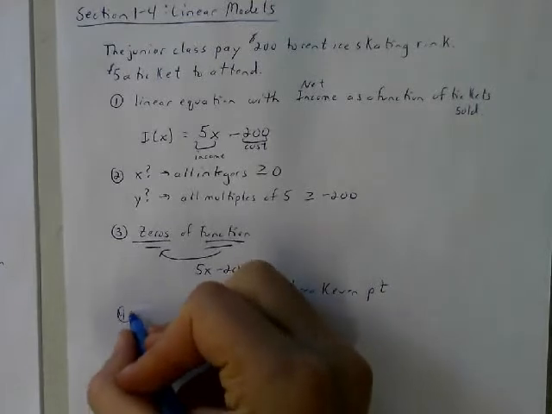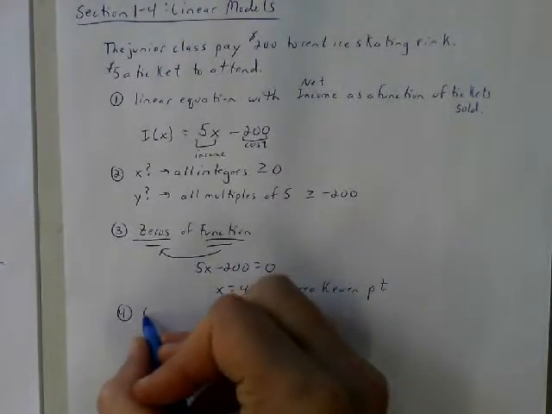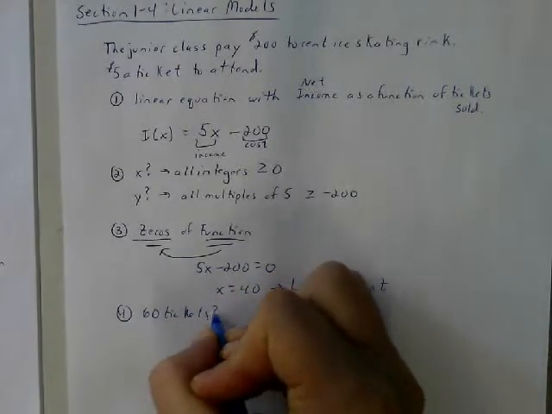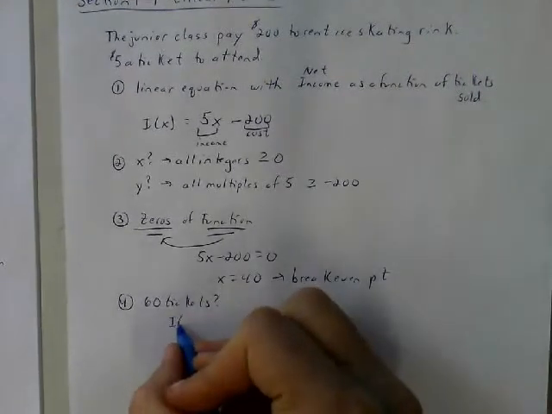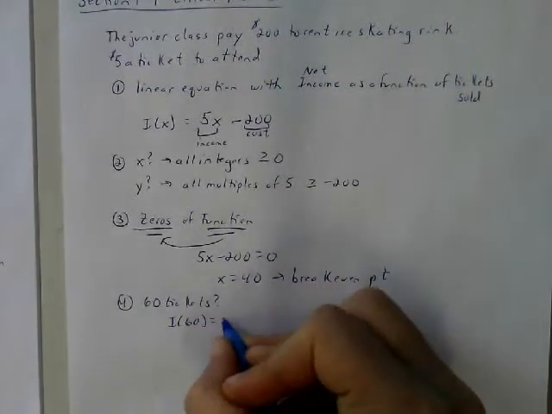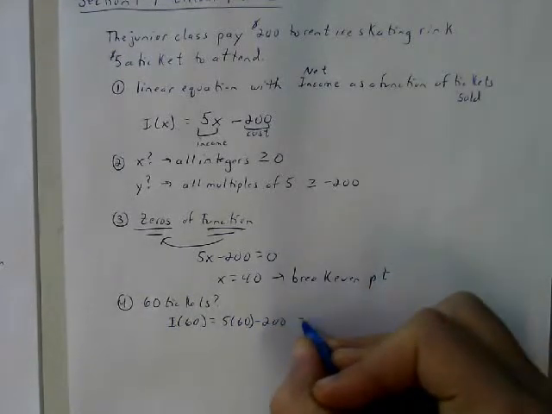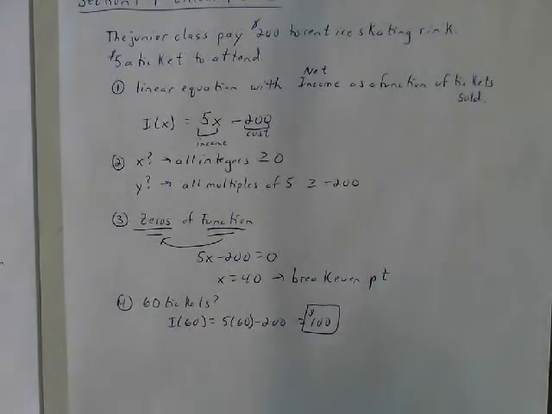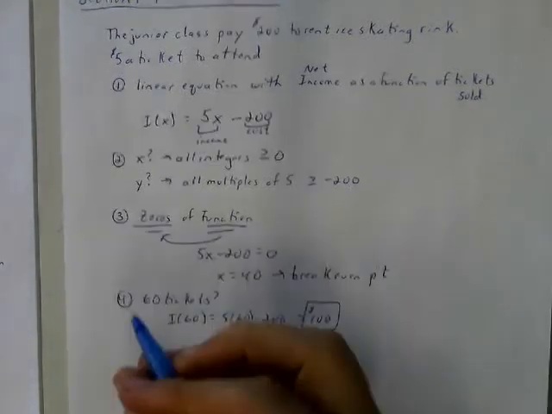The next question is, how much money will your class earn if 60 tickets are sold? So say we sell 60 tickets. How much money will you earn? So we plug in 60 for x, and we get $100. So I use this example not because it's difficult, but just to review some terminology.